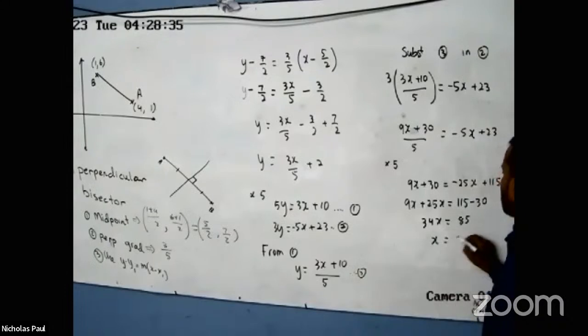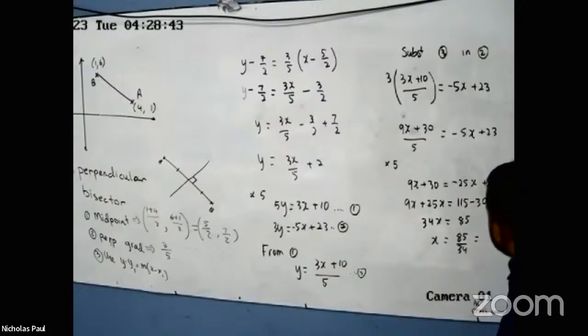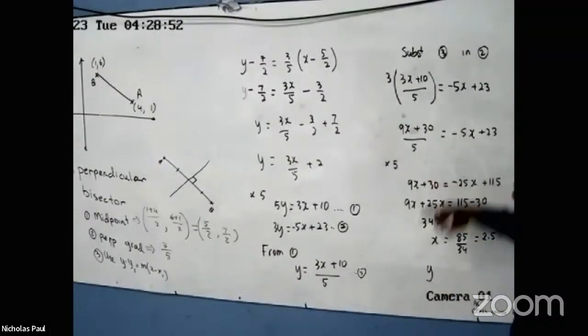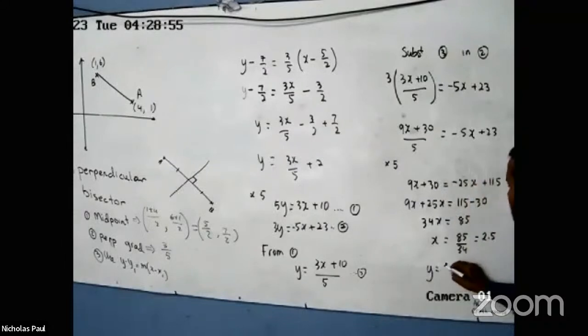So x is equal to 85 divided by 34. Is that correct? Yes, 2.5. And then solve for y. Do you know what y is? That'll be 3 over x. X is 2.5, so 3 over 2.5 plus 10 over 5. That should give me 3.5.